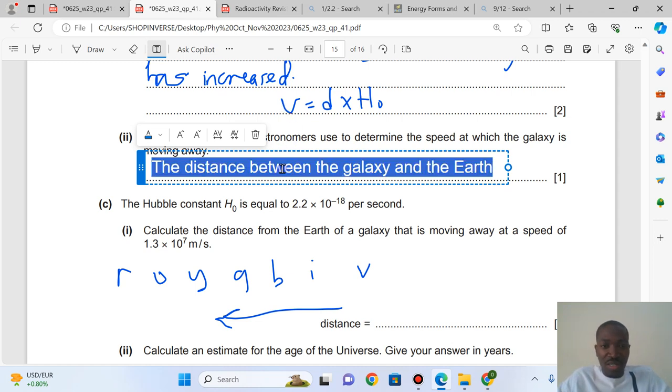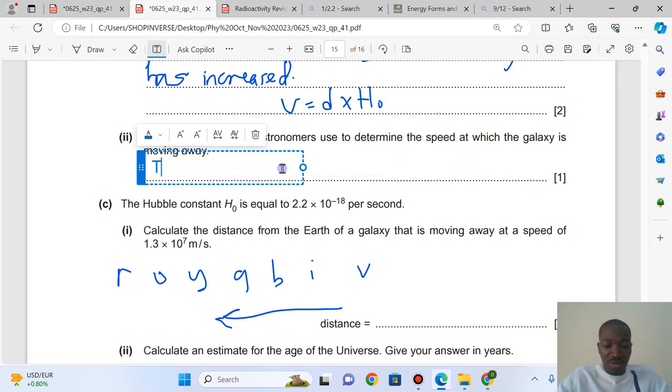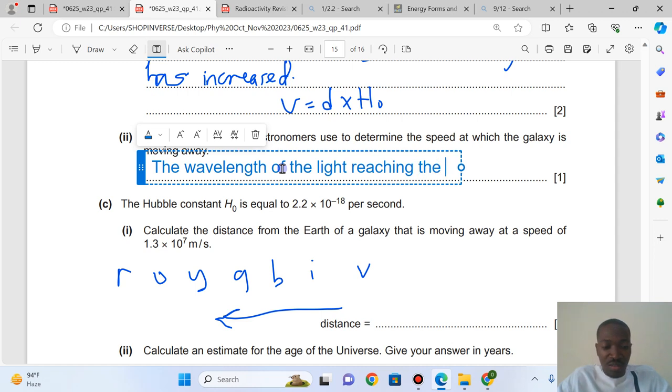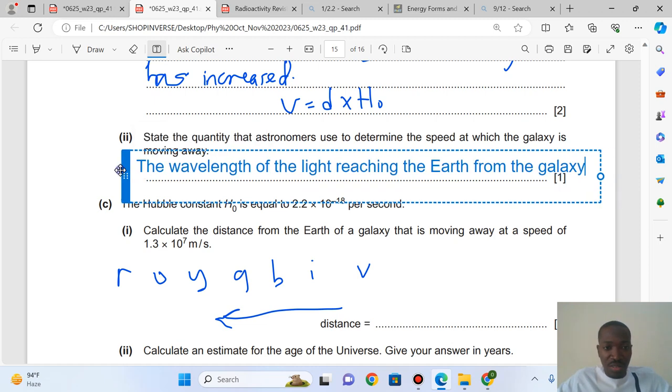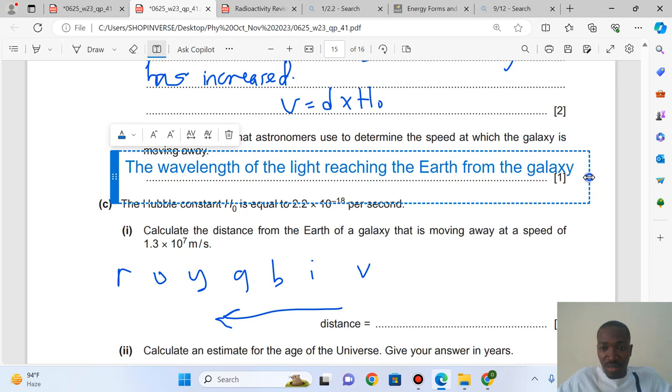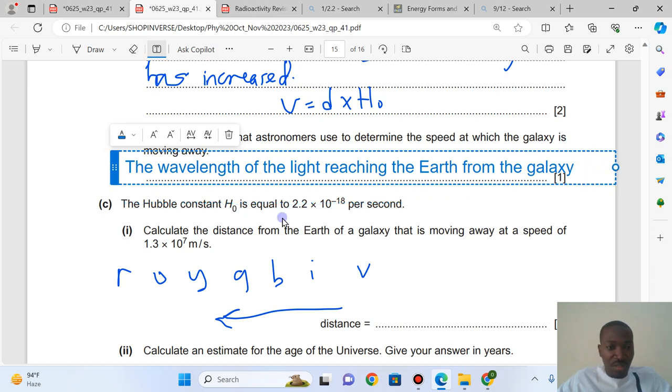So the number one thing is the wavelength, the wavelength of the light reaching the Earth from the galaxy. Yeah, that's it. The wavelength of the light reaching the Earth.